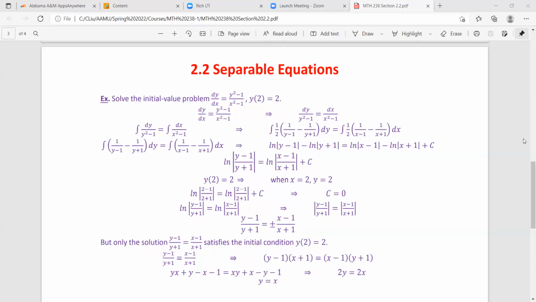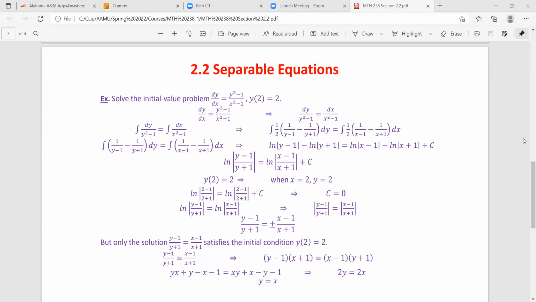So the solution will be y minus 1 over y plus 1 equals x minus 1 over x plus 1. And that's how you find the right solution by using the initial condition. Then you can further simplify the solution by cross multiplying. This time we have two fractions on the two sides of an equation that you can cross multiply. So y minus 1 times x plus 1 equals x minus 1 times y plus 1.